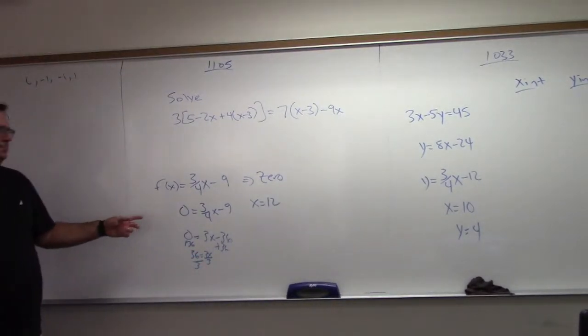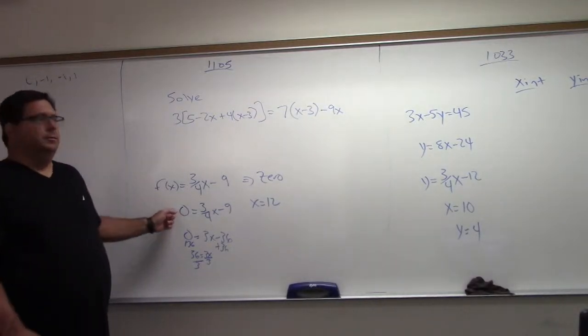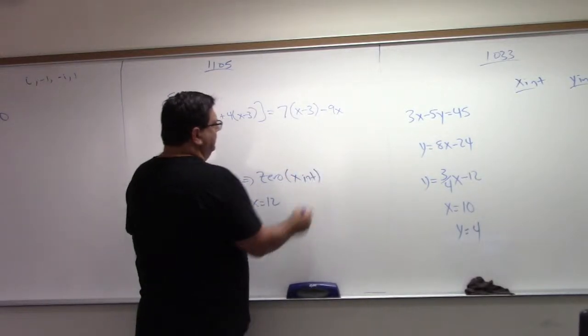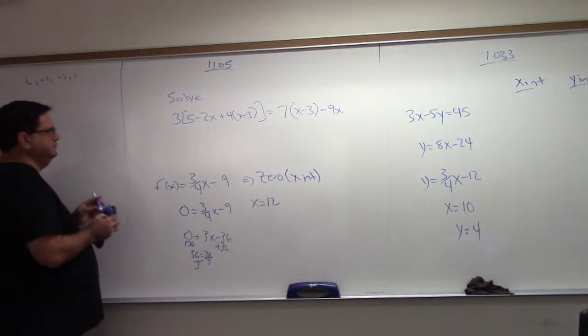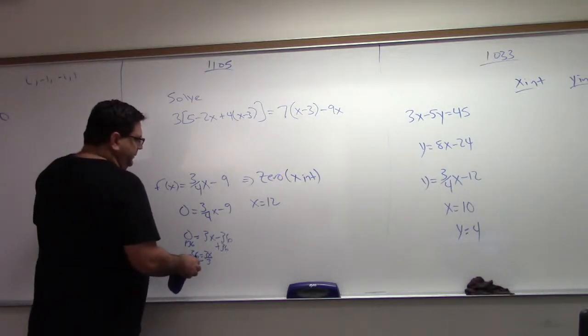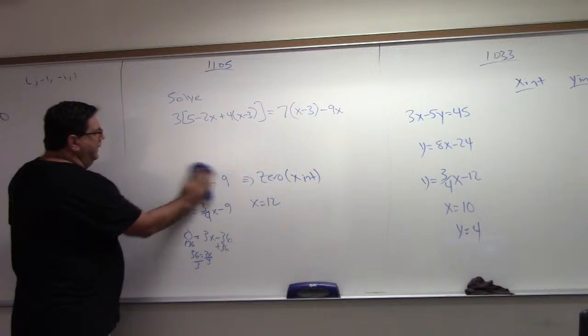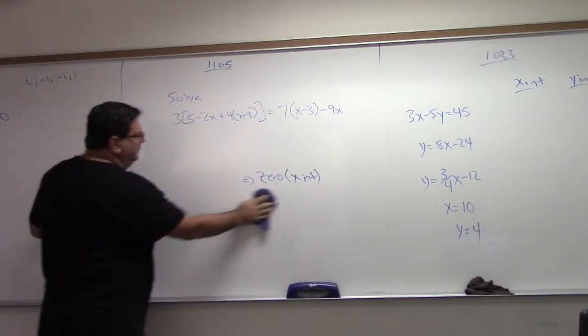X equals 12. All right, that's the 0. The 0 is the X intercept. Can I erase? All right, now let's go look at that top. That top one is a beast of a problem.